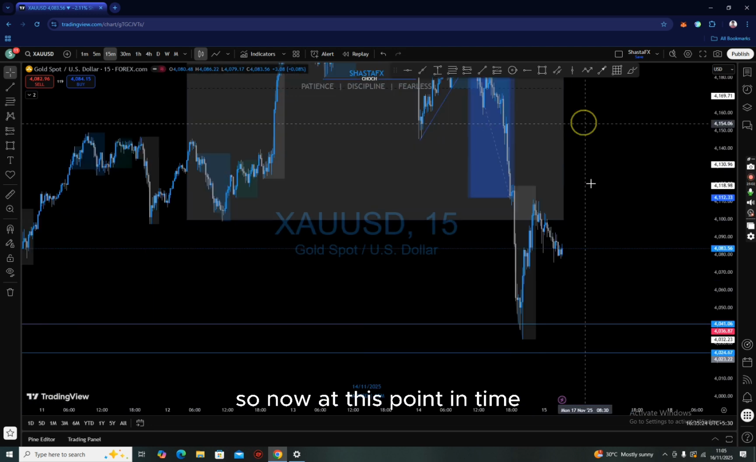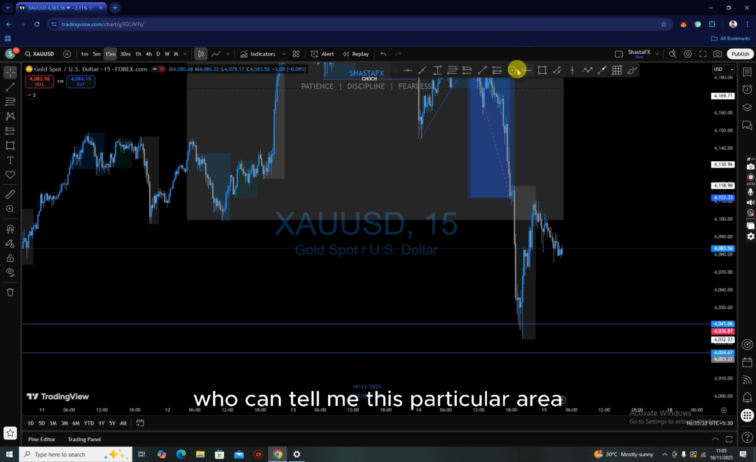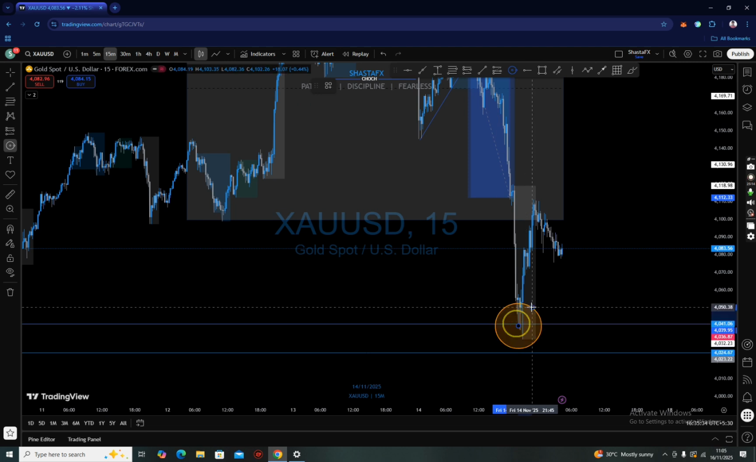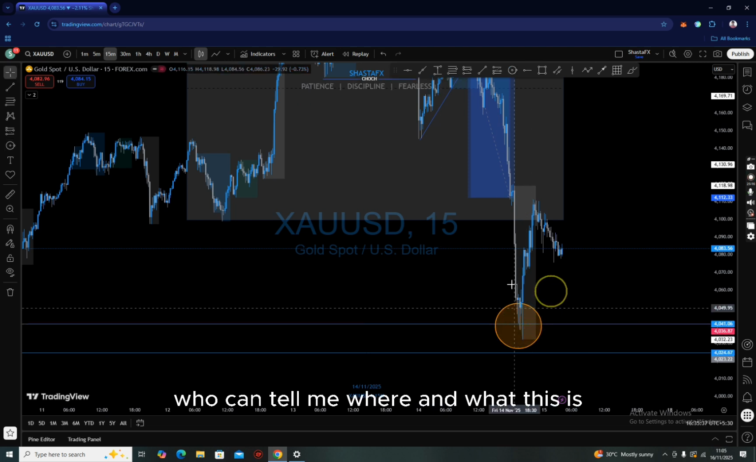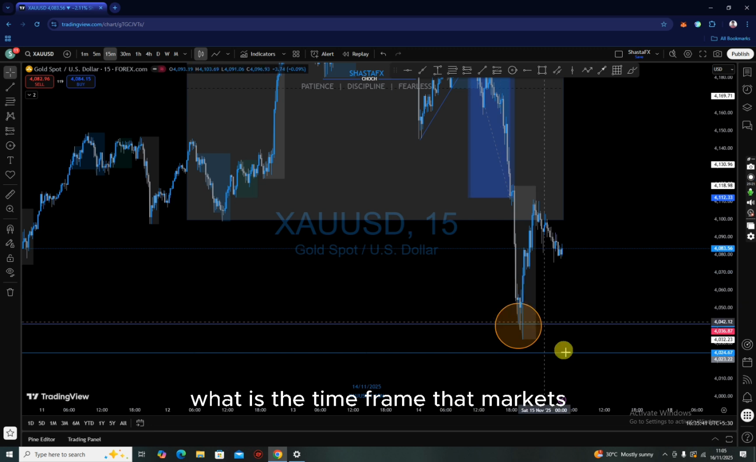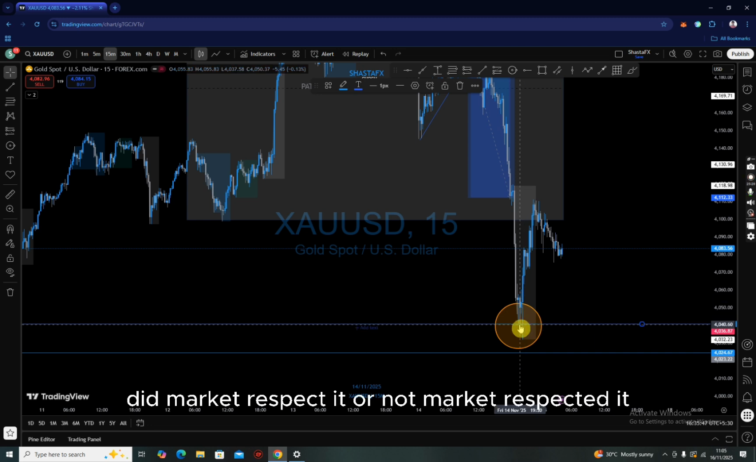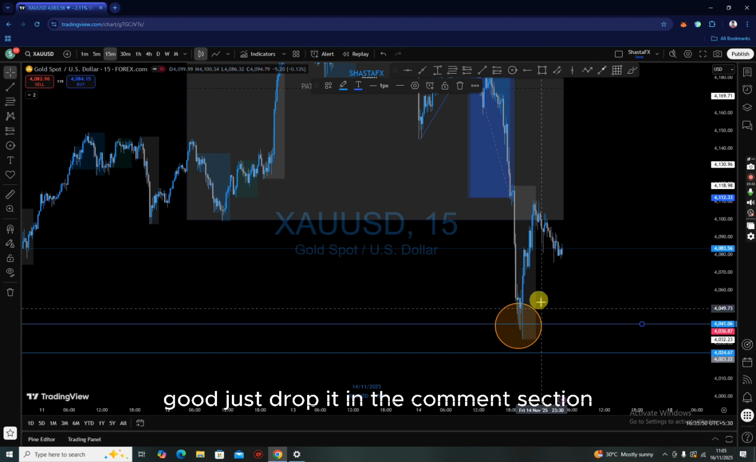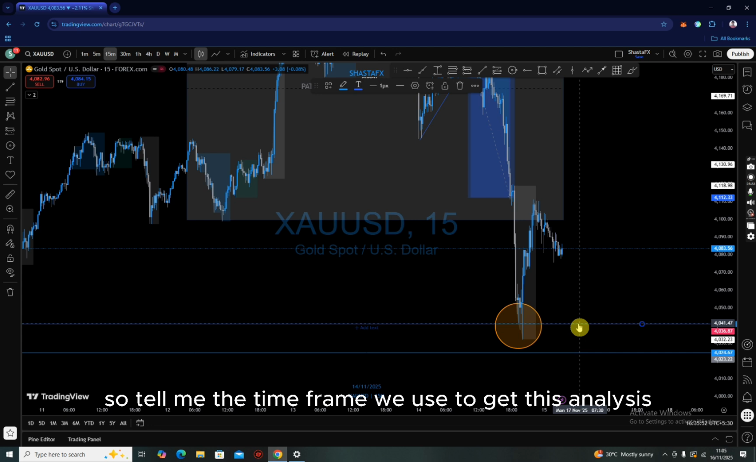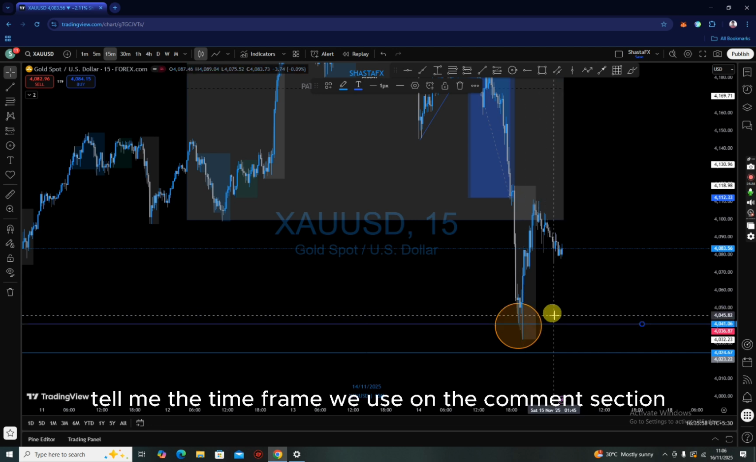So at this point in time, what is this thing? Who can tell me what this thing is? Drop it in the comment section. Who can tell me this particular area, what zone or what level, what time frame is this? Did the market respect it or not? The market respected it well. Just drop it in the comment section. Tell me the time frame we used to get this analysis, this particular entry here.